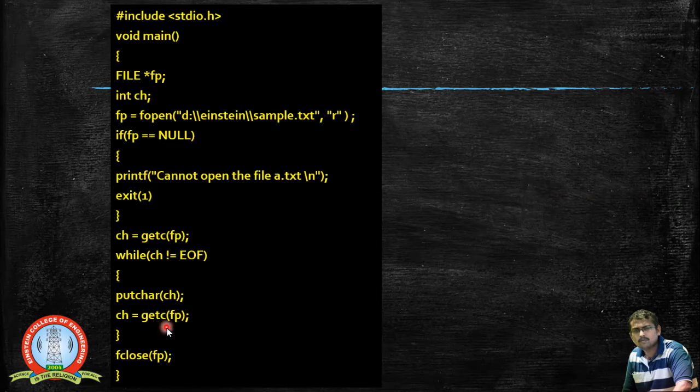I call this getc function. What happens here is that on execution of this function, the file pointer might have moved on to the next character. Once again I am just reading that character, and the corresponding character will be stored in this variable. On execution of this function, once again the file pointer will automatically increment to move on to the next character.